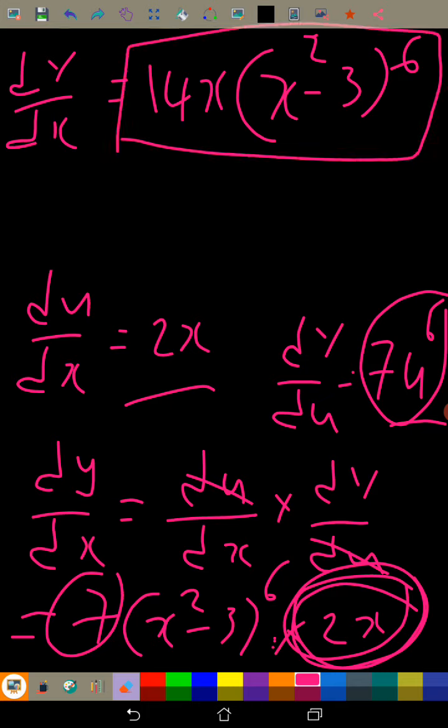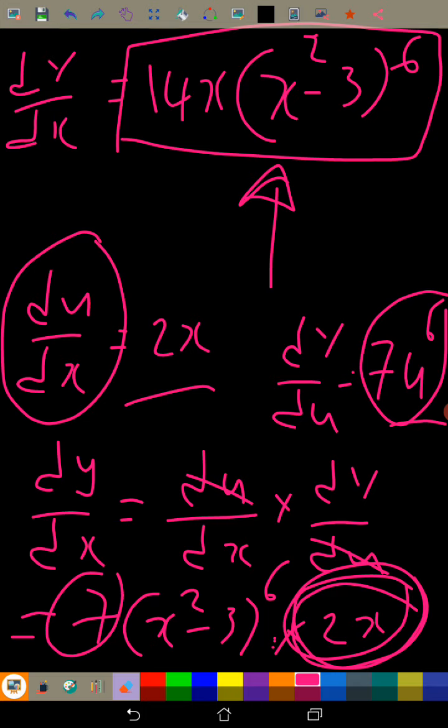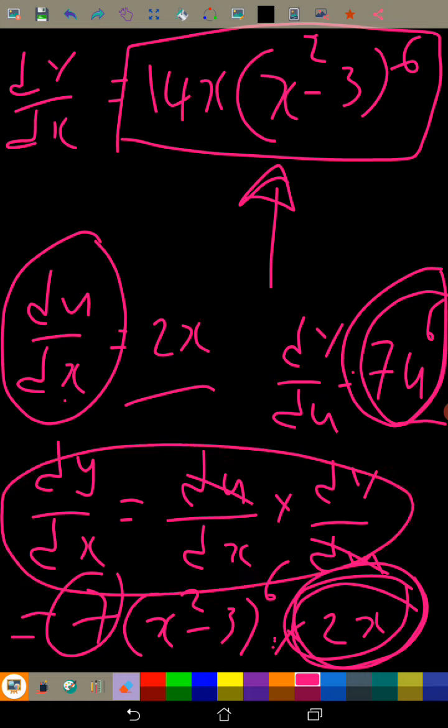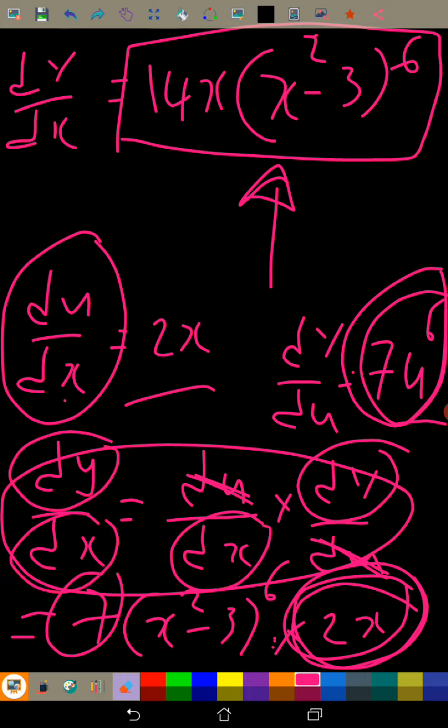Alright, so this should be the answer, and it is. So this is chain rule. You do one and you do the second one here. Two functions. We break one function into two functions, and then we can do it like that. dy by dx is equal to du by dx multiplied by dy by du. This cancels, we get dy by dx, and voila. So that was chain rule.